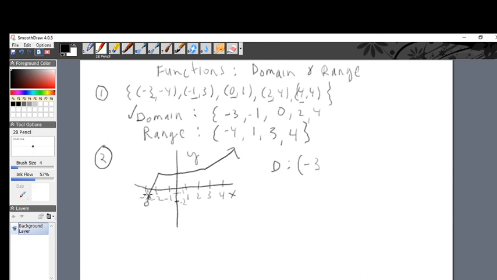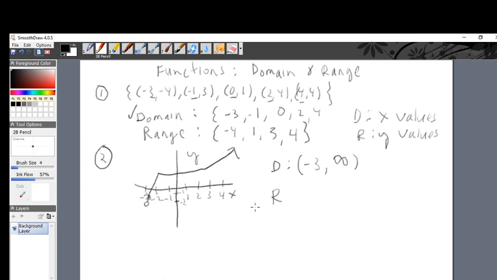So it travels from -3 on the x-axis. So the domain is the x-axis. Don't forget, the domain is the x values, and the range are the y values. So it travels from -3, and it keeps going and going, till infinity. So that's the domain.